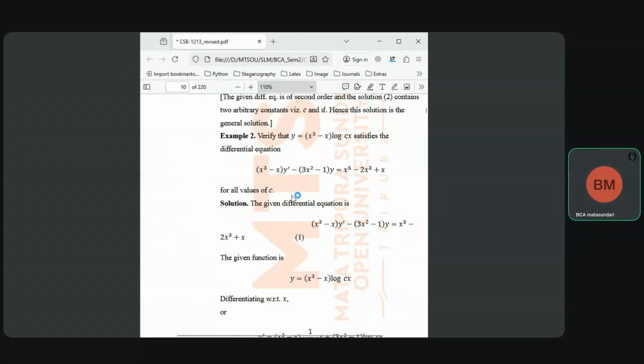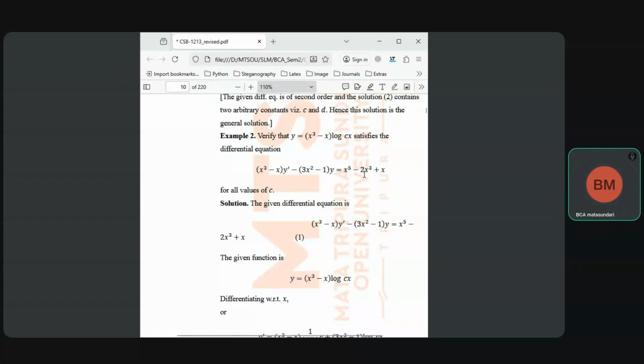For example, to verify that y equal to (x cube minus x) log c satisfies the differential equation (x cube minus x)(x cube minus 3x square minus 1) y equal to x to the power 5 minus twice x cube plus x, for all values of c. We have to check whether y equal to this satisfies the differential equation.